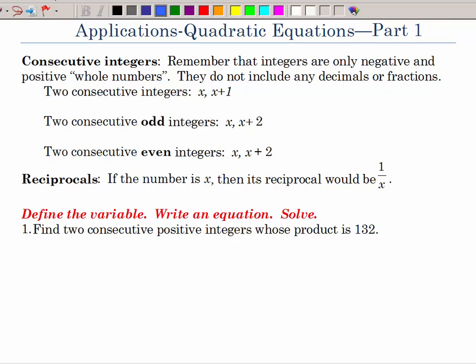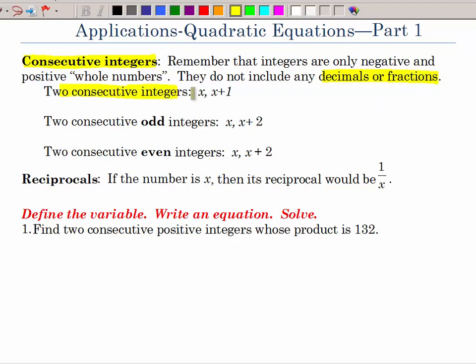As we are winding down the semester, one of the last things we're going to be looking at is how to use quadratic equations in word problems. We need to do a little reviewing. Perhaps you have heard of the phrase consecutive integers. That just means numbers that are next to each other on the number line. They can be negative, they can be positive, but there's no fractions or decimals.